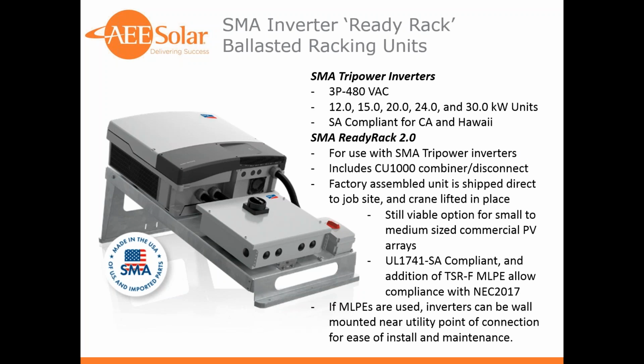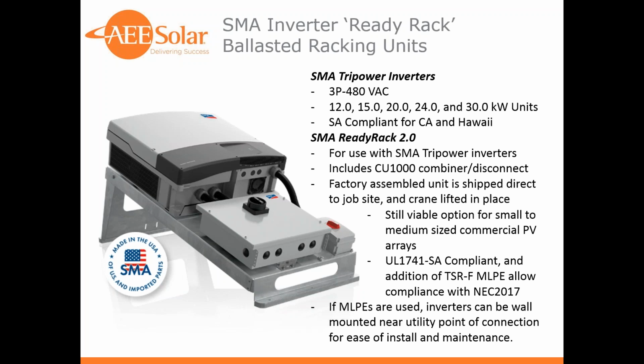So the example shown here is the SMA with their ready rack. These are installed at the factory. This ensures good water sealing to the CU1000 combiner disconnect and the AC disconnect that is mounted on the skid. The skid folds up nice and easy onto a pallet, and then one inverter per pallet is delivered directly to your job site, all factory assembled, ready to go, lifted into place with a crane, and then your crew would install that.